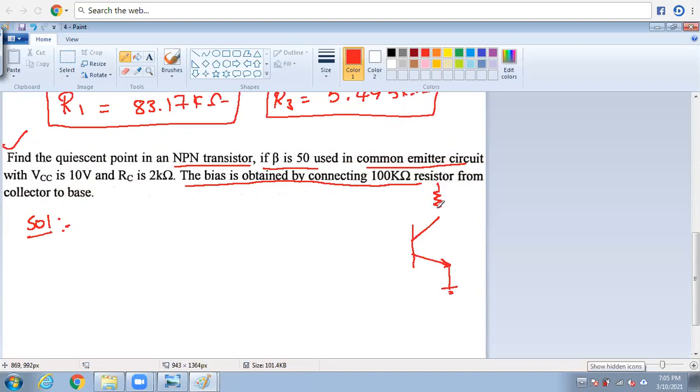Okay, this is RC, this is VCC. So what happened? The bias is connecting a 100 kilo ohms resistor from collector to base. So this is 100 kilo ohms. Okay, this is emitter, this is collector, this is base, this is VBE, this is VCE.